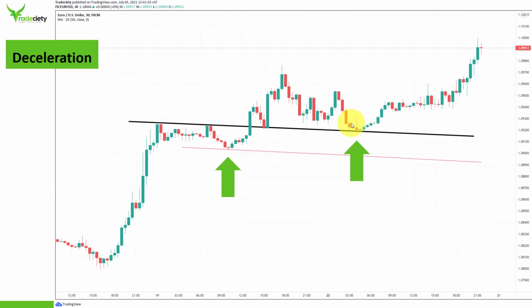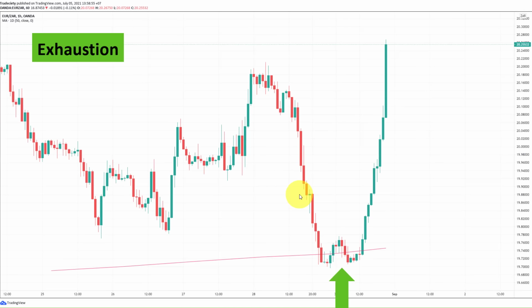So if you see candles are getting smaller into a support and resistance level, that's a very important tell. I have a few more examples on how to use deceleration and acceleration. This is a different concept. It also ties in with deceleration. We can also call it exhaustion.